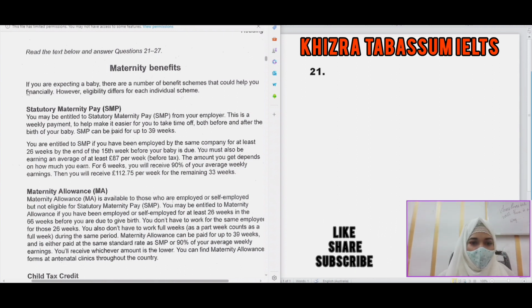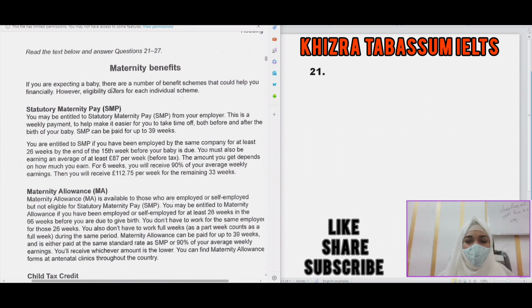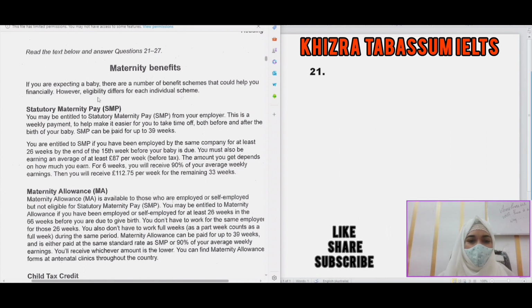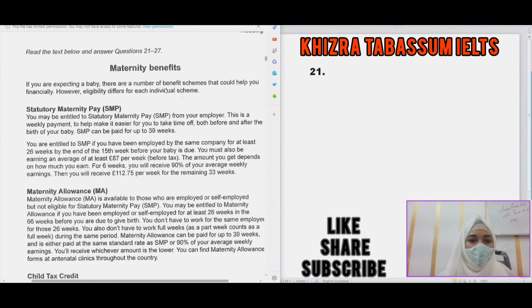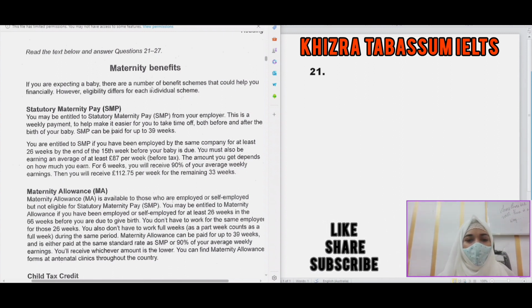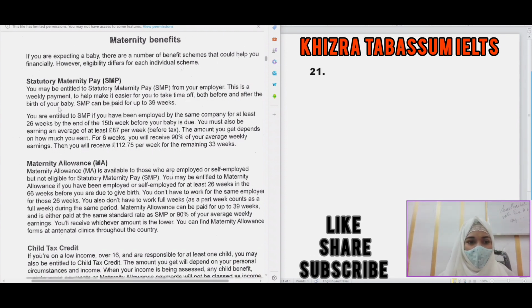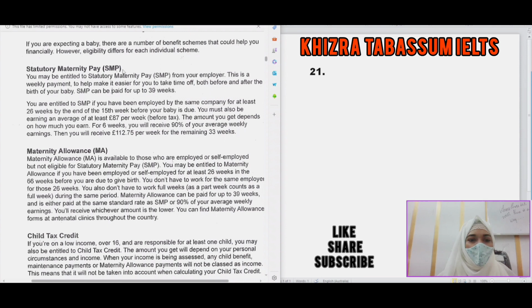You have to skim and scan very fast, so practice reading very well. If you are expecting a baby, there are a number of benefit schemes that could help you financially. However, eligibility differs for each individual scheme. Means here they have some schemes for those who are pregnant, to support them financially. So the first scheme is SMP, statutory maternity pay.